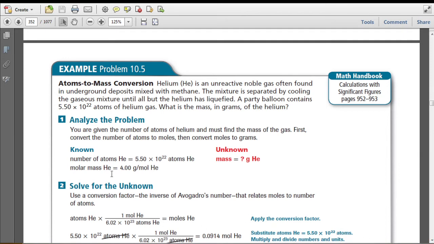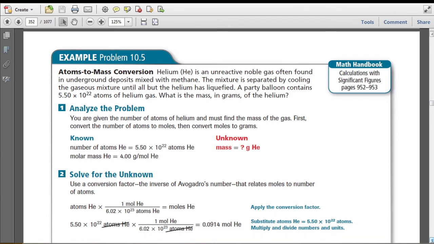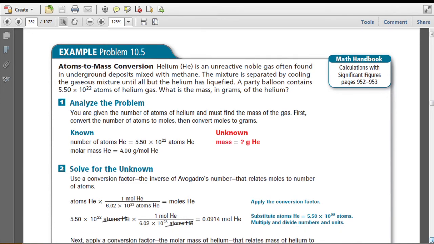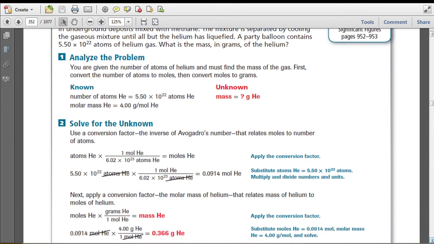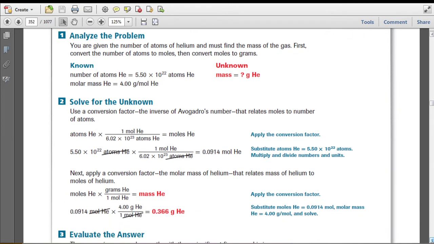So, to analyze this problem, you are given the number of atoms of helium and must find the mass of the gas. First, convert the number of atoms to moles, and then convert moles to grams. What we know is the number of atoms involved, and we also know the molar mass of helium, taken from the periodic table. What we don't know is the mass of the helium in our balloon. We do know that in the balloon there are 5.50 times 10 to the 22nd atoms of helium. So let's convert those into moles of helium by multiplying by 1 mole of helium over Avogadro's number.